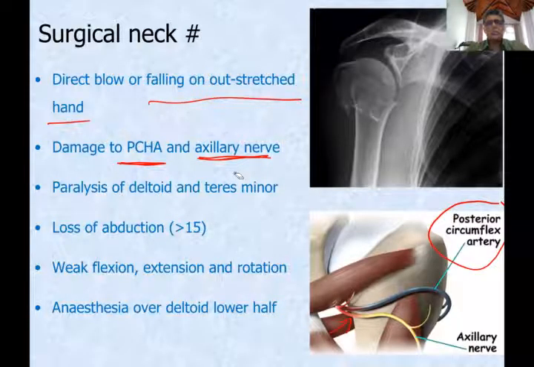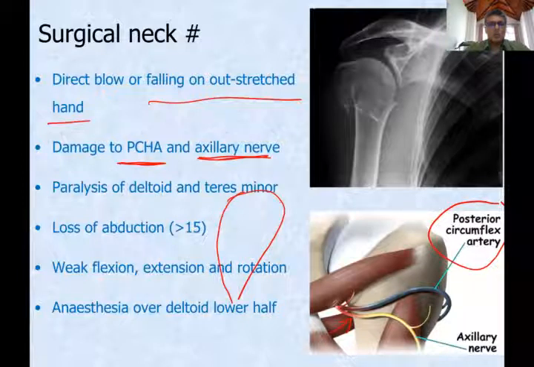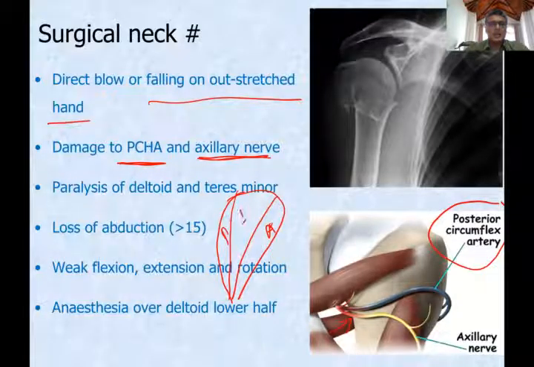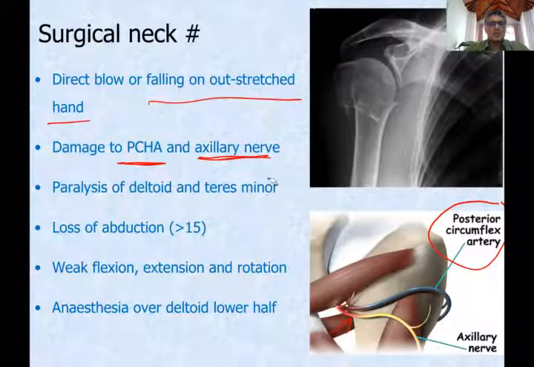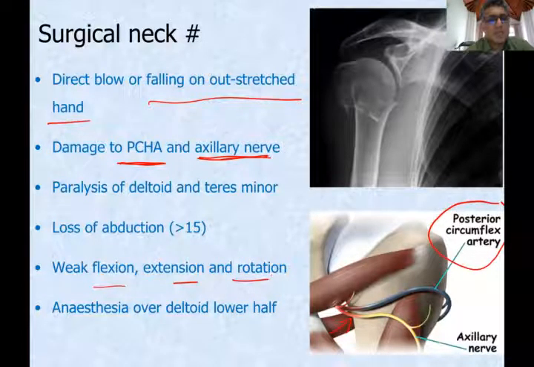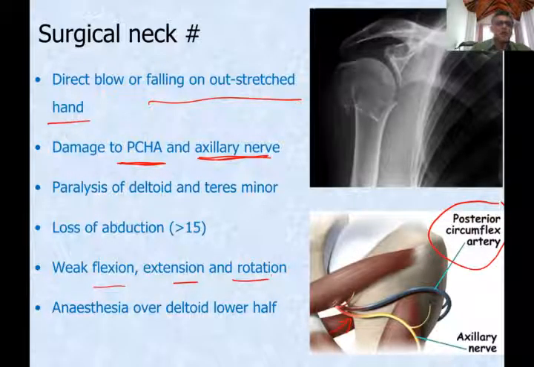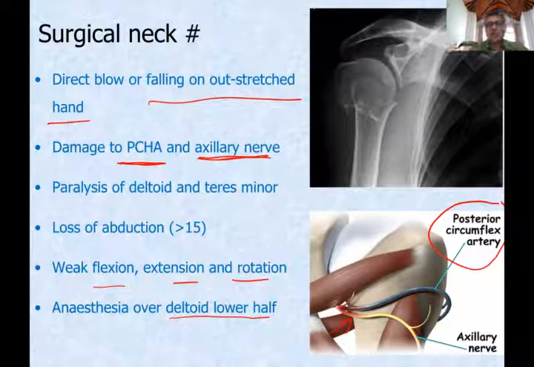Then you know the deltoid has several parts. The deltoid muscle is something like this. You have an anterior part, a posterior part, and an intermediate part. The anterior part is responsible for flexion and medial rotation to some extent. Then posterior fibers are extensors and lateral rotators, and the intermediate fibers are the abductors. So other than abduction, flexion, extension, and the rotations also go on because of the anterior and posterior fibers of the deltoid muscle. Then anesthesia over the lower half of the deltoid, we mentioned this.